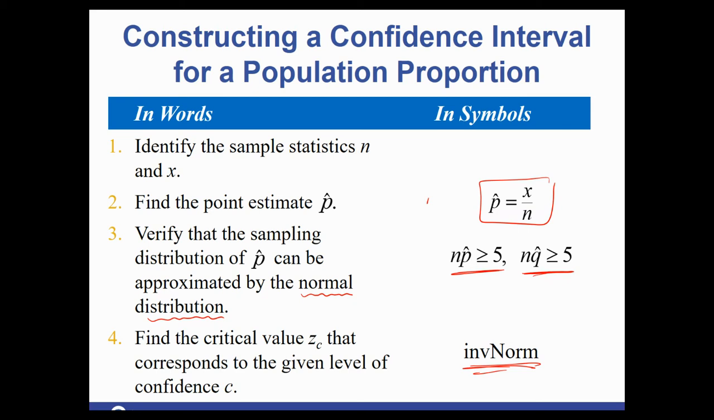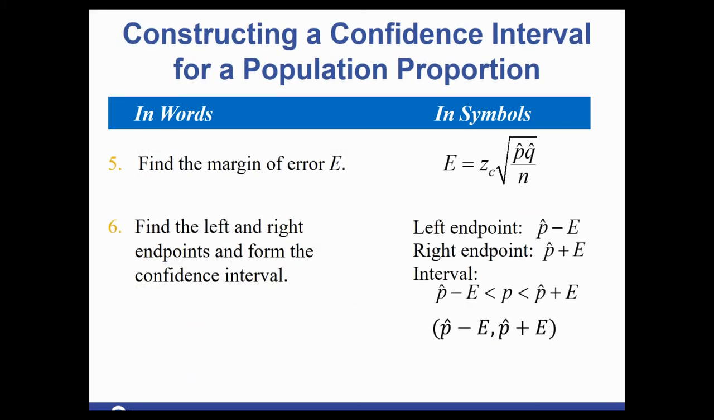Most of the time, our numbers are so big with our sample size that we fly past that criterion and we're good to go. But technically, we need to check that every time just in case, particularly if your sample size is really small. Once we have that critical value, you've got your margin of error formula and then your confidence interval.